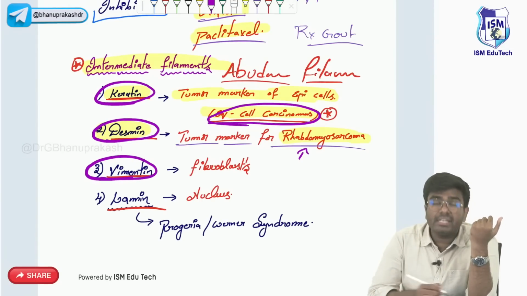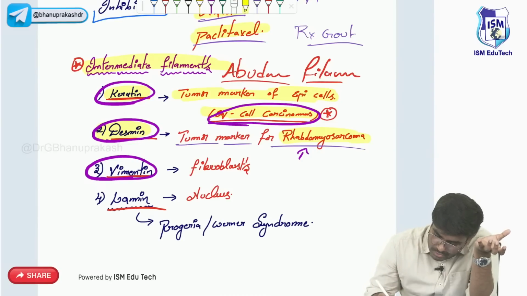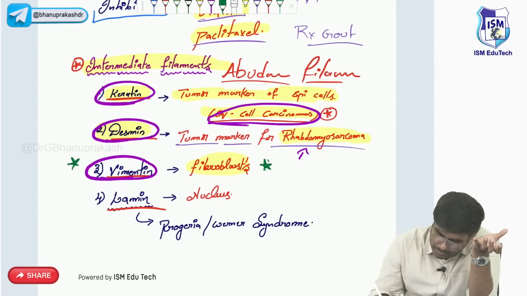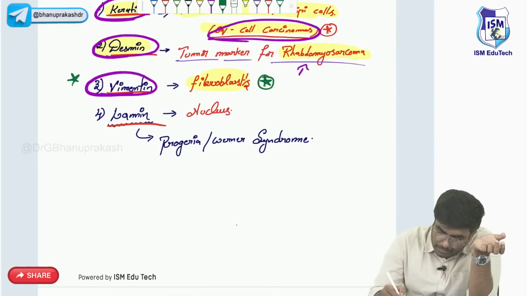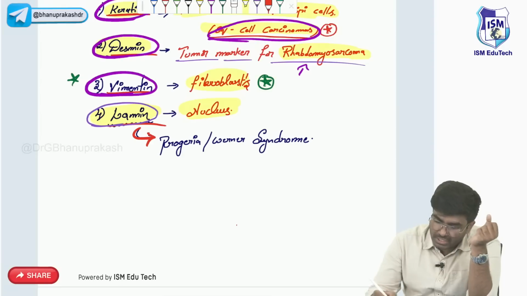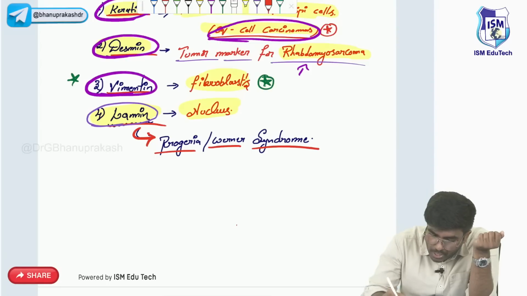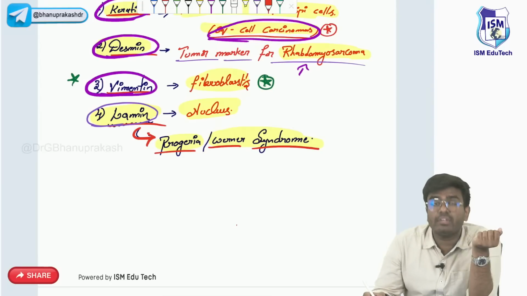And vimentin is present mainly in the connective tissue cells, especially the fibroblast. MCQ, especially in the fibroblast. One important point: vimentin is abundant in fibroblasts. And lamin, what is the important point about lamin? Lamin is an intermediate filament present inside the nucleus. Whenever there is any defect in this lamin, it causes a condition called Werner syndrome or progeria. So progeria or Werner syndrome is due to a defect in lamin.